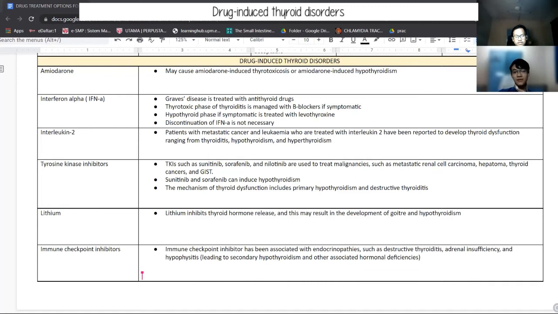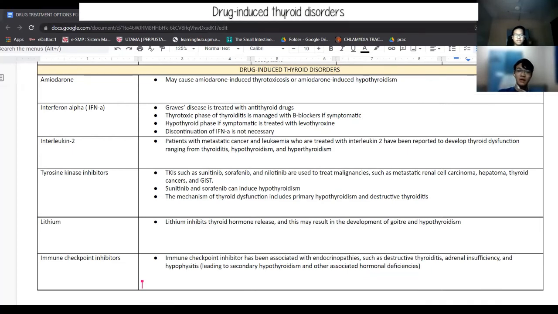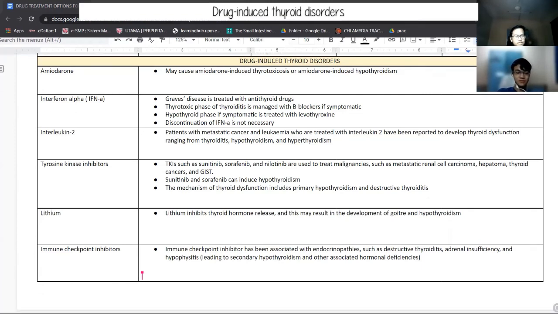The third and last one I'm going to be presenting is interleukin-2. Patients with metastatic cancer and leukemia who are treated with interleukin-2 have been reported, with some statistical data, to have developed thyroid dysfunction, mainly thyroiditis, hypothyroidism, and hyperthyroidism. Now I'll pass it to Afif to present the next 3 drugs.